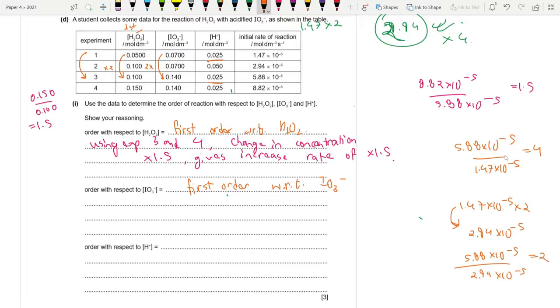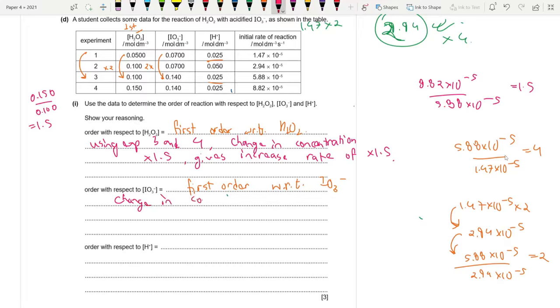What did you understand? Basically, we already know it's first order with respect to H2O2, so doubling it will double the rate. Now we have also figured out that it is first order with respect to iodate. Why? Because we have also doubled iodate, which caused the rate to double again. So it increased by a factor of 4 times. Why? Because we have doubled hydrogen peroxide and we have also doubled iodate. Okay, so how are we going to write this?